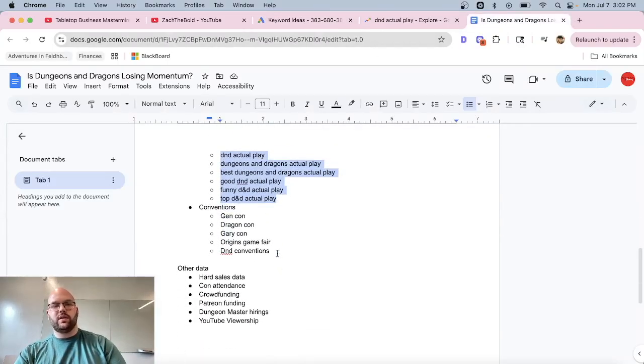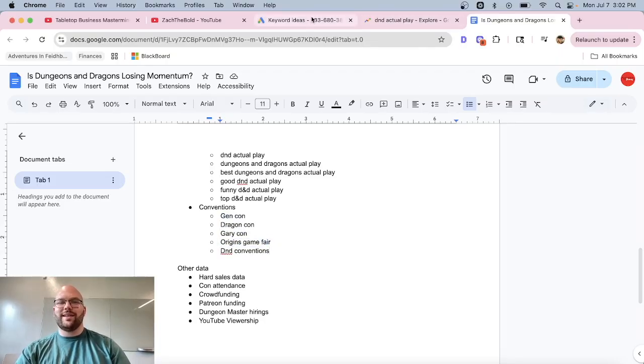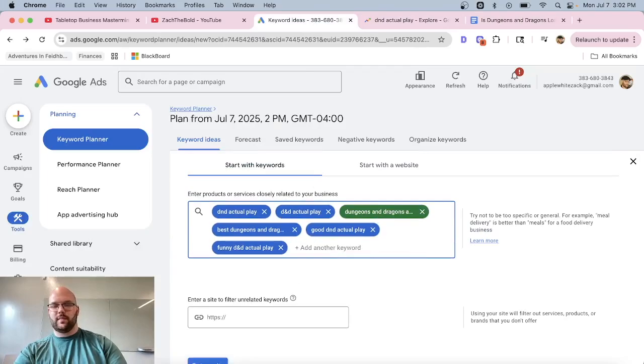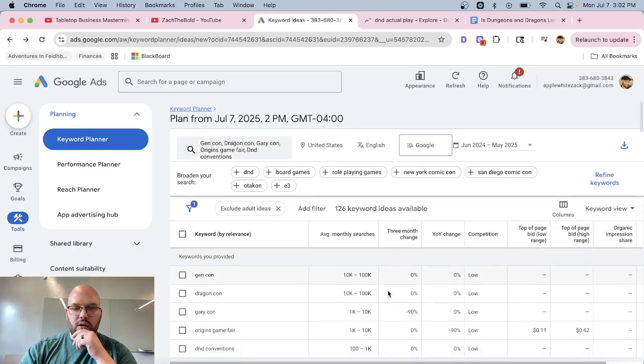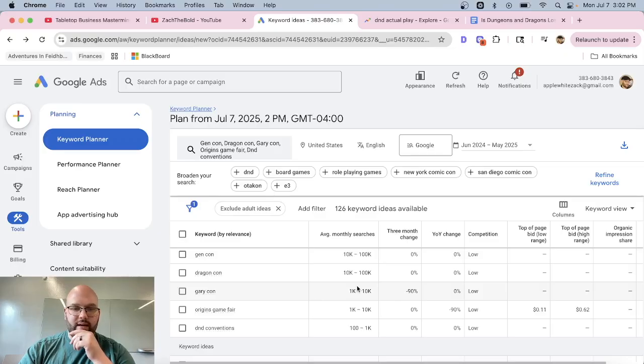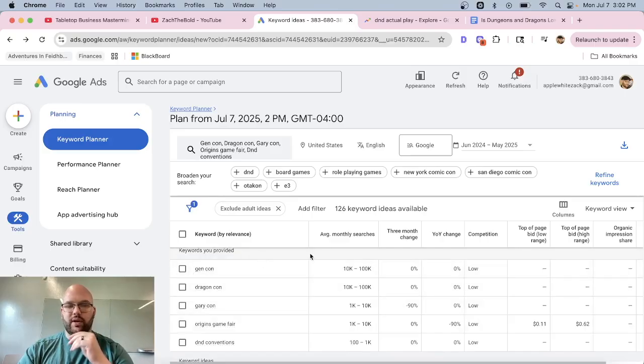Moving on to conventions. I picked some conventions that I think are generally D&D focused or TTRPG focused, plus Origins Game Fair, because I go to that one. All right, let's go ahead and pull that in. All right, so we see Gary Con went down in 3 months. That makes sense. Origins going down year over year, that kind of makes sense too. Let's just pull in Gen Con, Dragon Con, and Gary Con and D&D conventions.